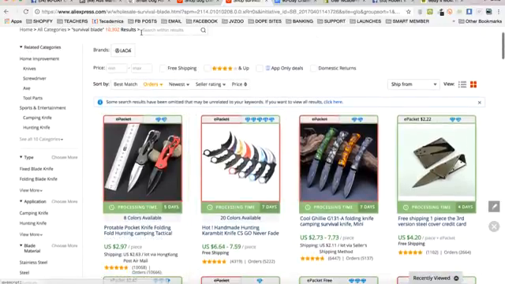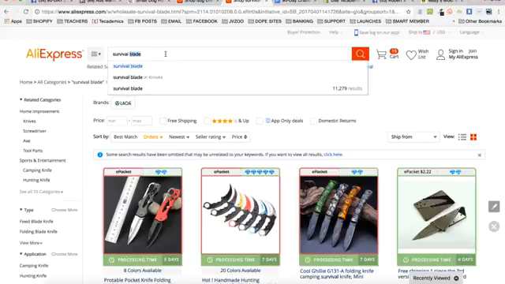So I typed in survival blade. Let's type in survival knife and see what comes up.